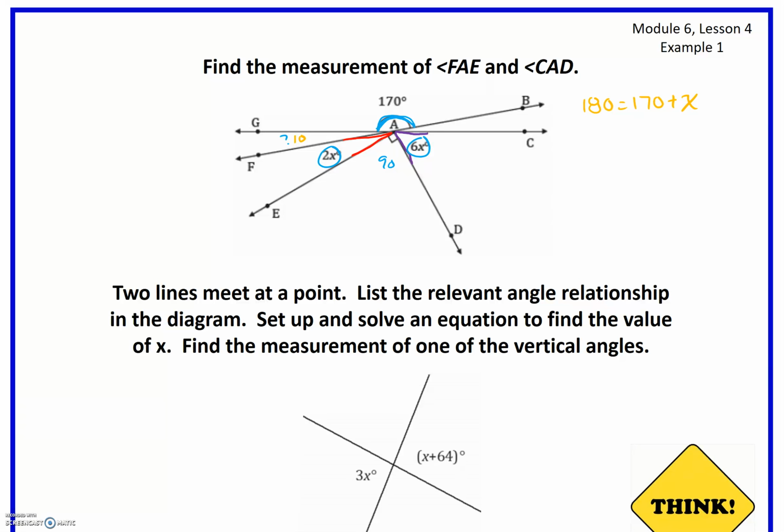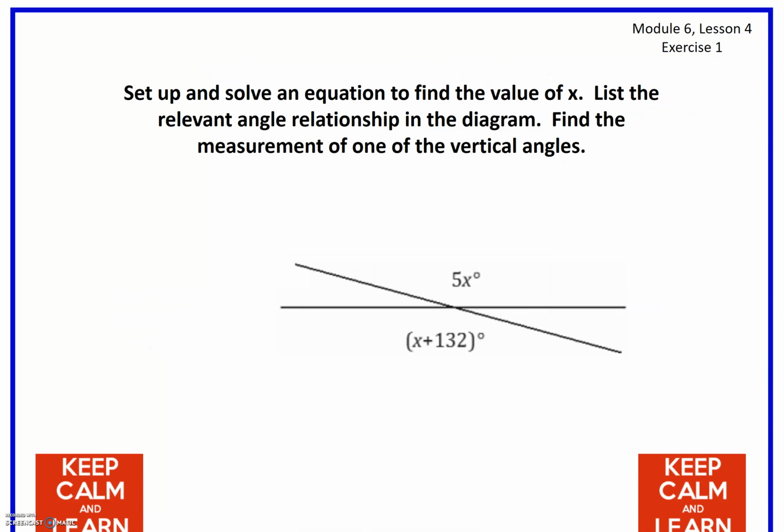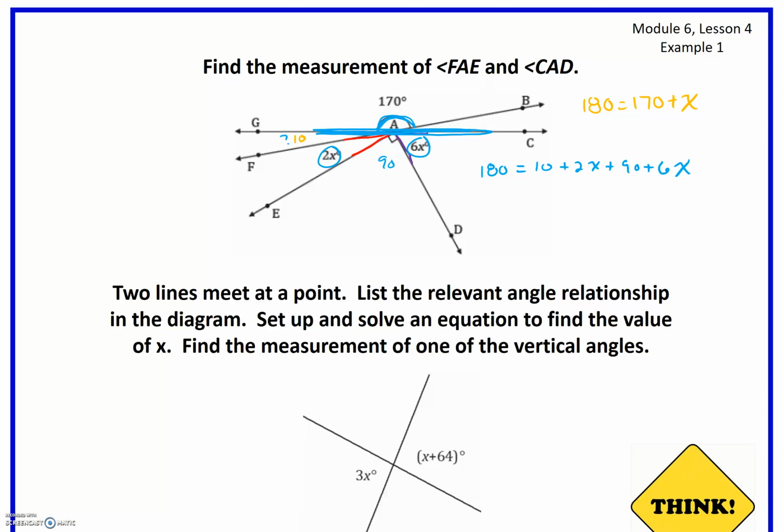Because the next picture is even bigger, which is what we have to find of these two, of this 180 degree line. So then I do want an equation for this: 180 degrees equals 10 plus 2x plus 90 plus 6x. Now we can determine what the value of x is, and also then find these two angles. Once again, I want to kind of skip through some things.